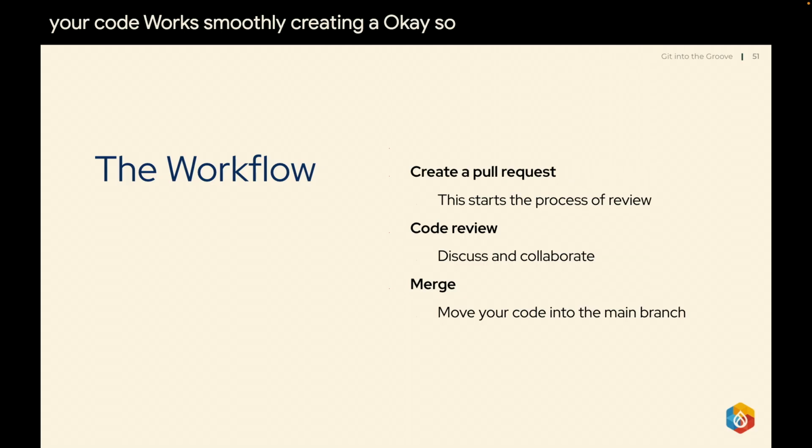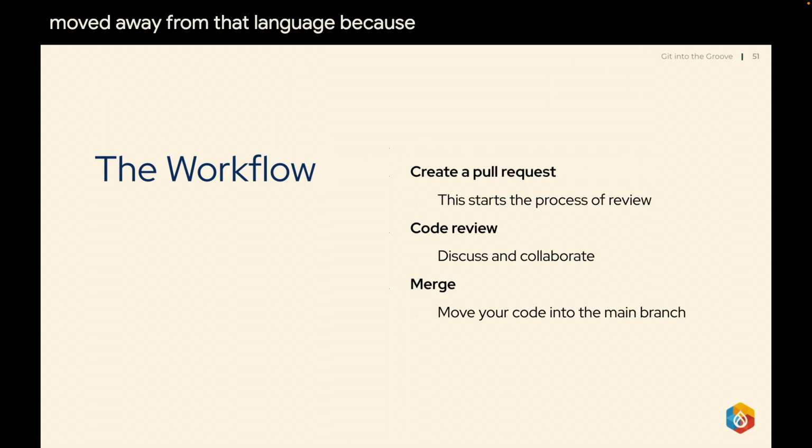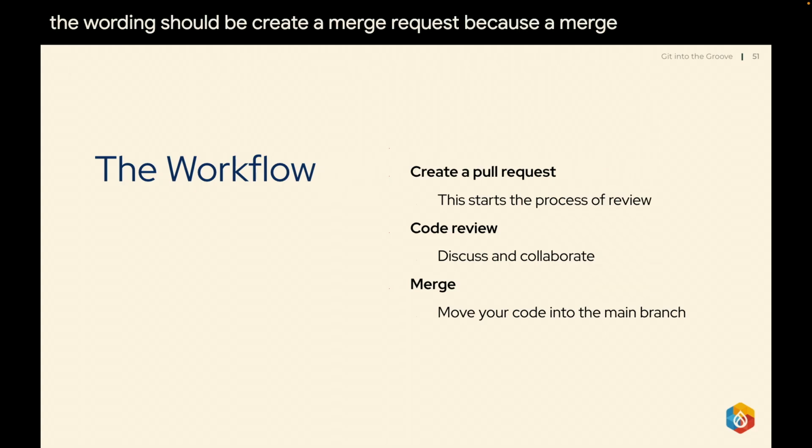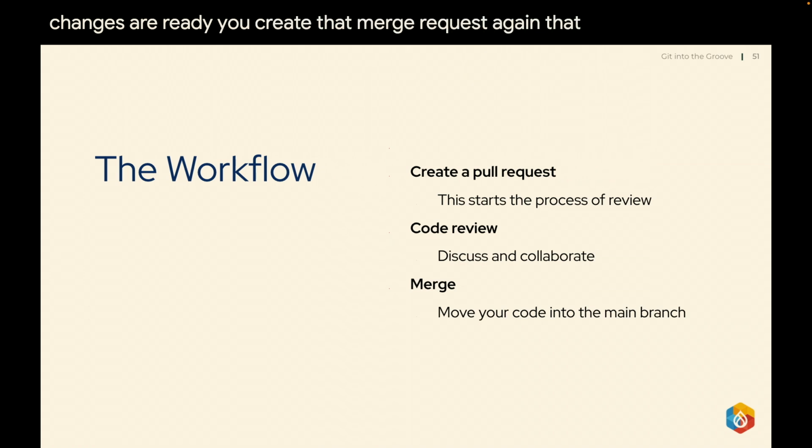Okay, so this is a mistake in my slide. The community doesn't necessarily call them pull requests anymore. We've moved away from that language because it used to be vendor specific. So the wording should be create a merge request, because a merge request goes across all of the platforms. So you create a merge request. Once your changes are ready, you create that merge request again. That used to be called a pull request.